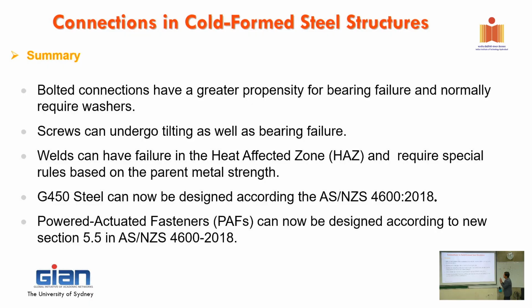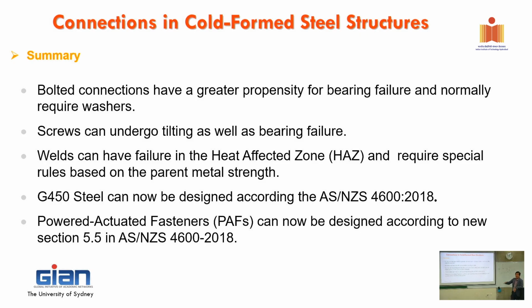So in summary, we just highlighted what's going on with connections in cold-formed steel. Both connections have a greater propensity for bearing, and that requires a washer. The two connections are a little bit different. With screw connections, screws are something new, so they can tilt. So what we learned is, as well as bearing, if you use a very thin section there is bearing, but sometimes if you use two sections of very similar thickness, then it might fail in tilting.